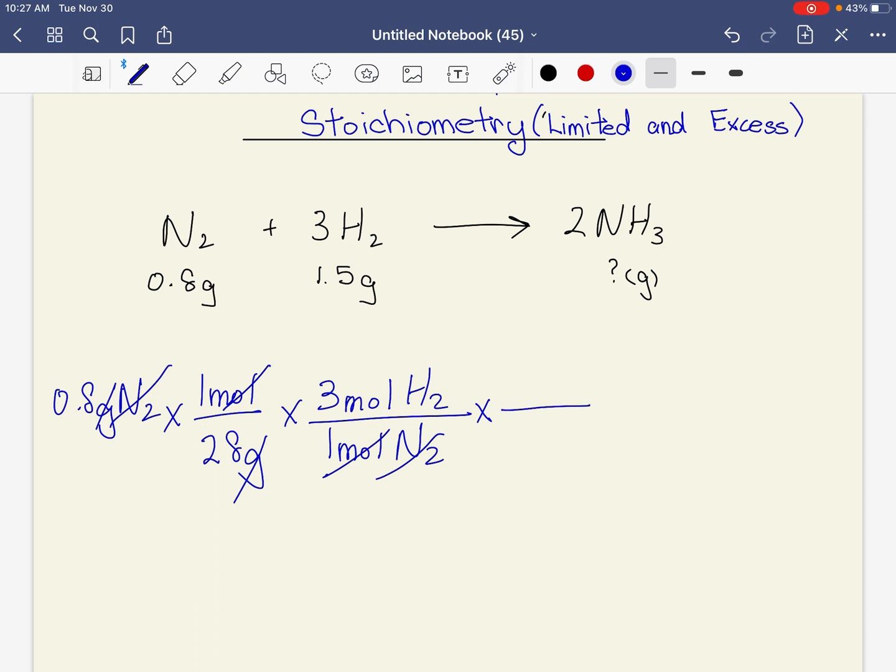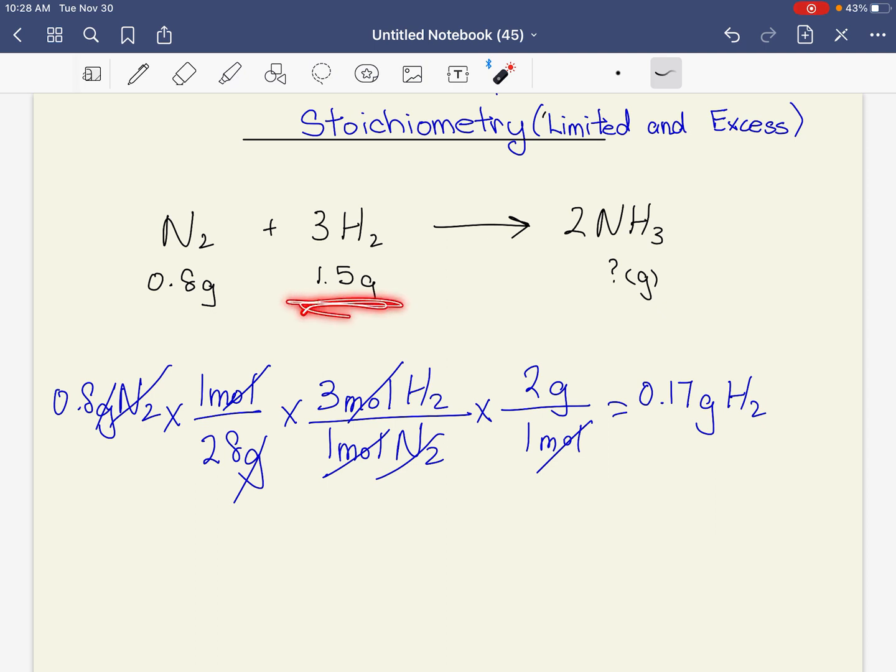All right, here we go. So every mole is 2 grams of hydrogen. Moles and moles cancel. So what you have here is mass of hydrogen. And what would that be? 0.8 divided by 28 times 3 times 2. Hopefully I did this part right this time. So that will be 0.17 grams of H2. So 0.8 grams of N2 will need at least 0.17 grams of H2.